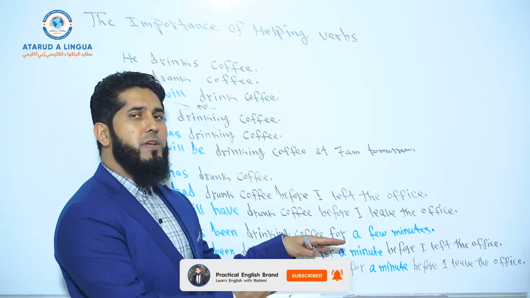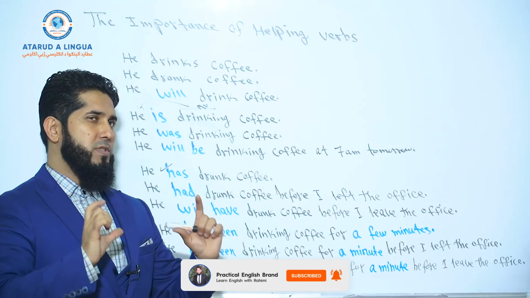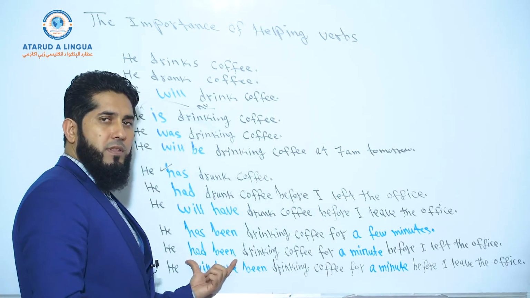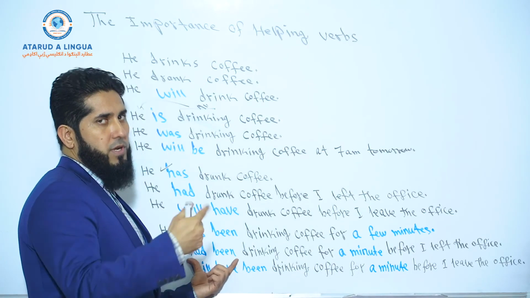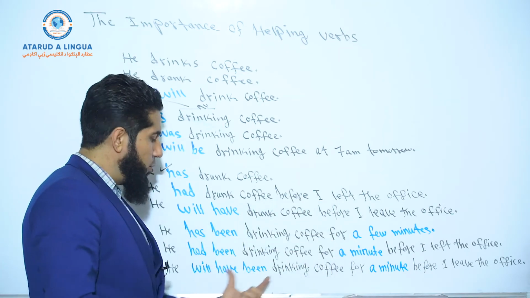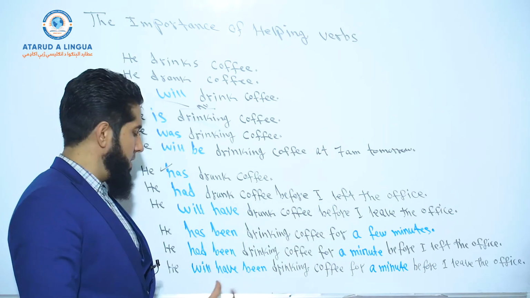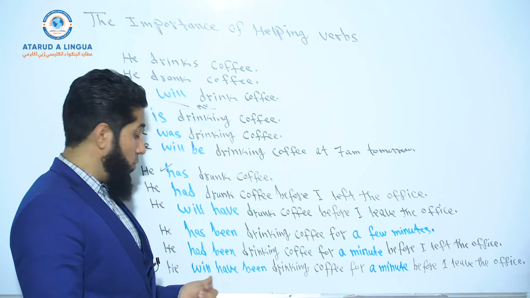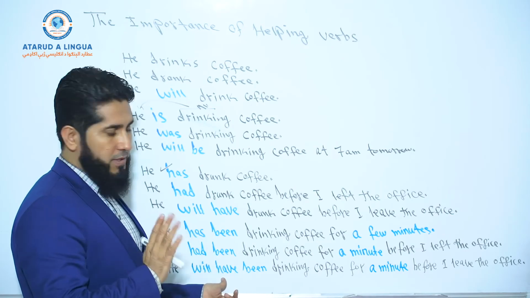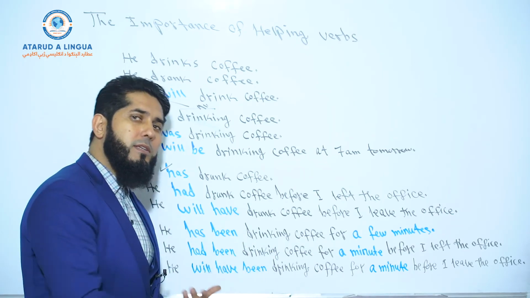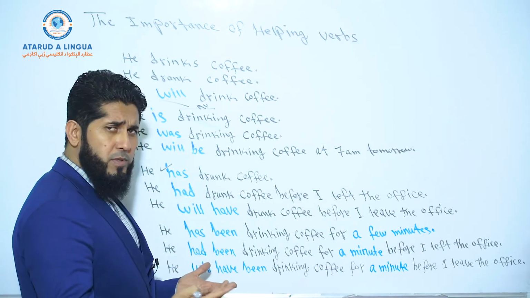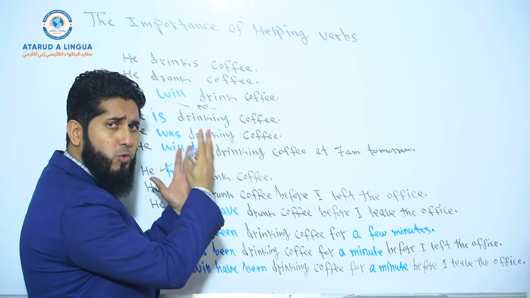Not only the continuation of the action, but also a specific duration of the action is expressed because of having these helping verbs in our sentence. And finally, in future perfect continuous tense, we have three auxiliaries or three helping verbs. Will, have, been. Okay, will to show it is a future tense. Have to show it is a perfect tense. And been to show it is a continuous tense. It's a progressive tense.